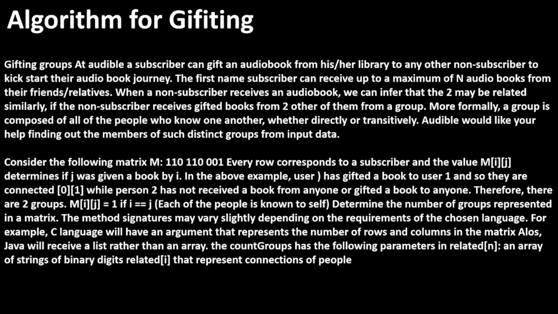Consider the following matrix: 110, 110, 001. Every row corresponds to a subscriber, and the value m[i][j] determines whether j was given a book by i. In the above example, user 0 has gifted a book to user 1, and the users are connected, 0 and 1, while person 2 has not received a book from anyone or gifted a book to anyone.